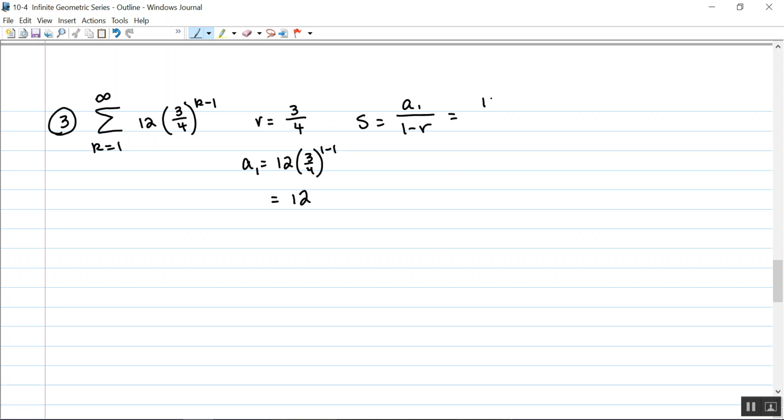So plugging that in, I have 12 over 1 minus 3/4, which is equal to 12 over 1/4, or 48. So the sum of this series is 48.